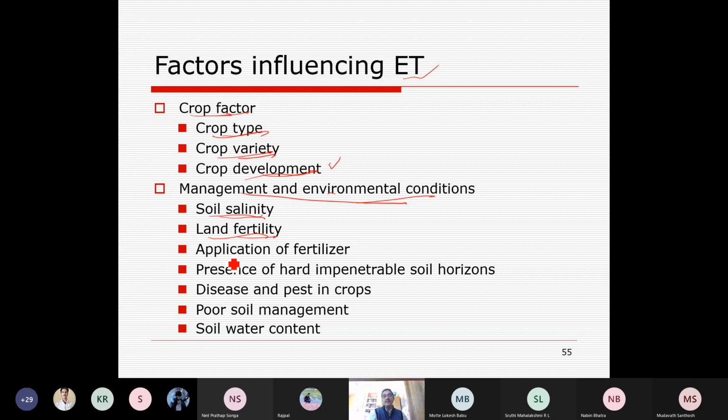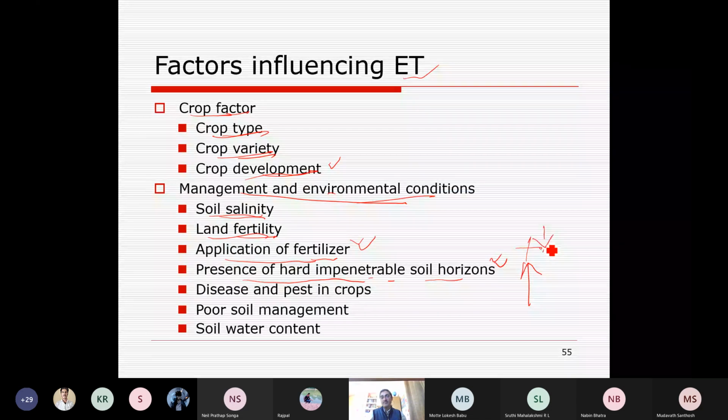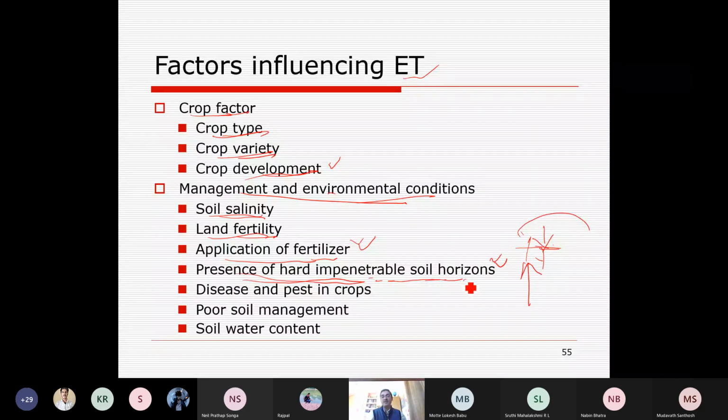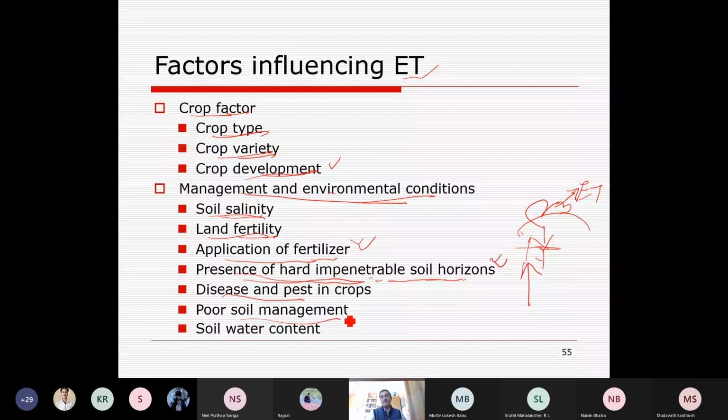the presence of a hard impermeable soil horizon below the root zone. It is not allowing groundwater to contribute, or it is not allowing water to go for deep percolation. It is creating a different kind of environment. Disease and pests affect the health of the plants, which affects the loss of water, that is ET. Poor soil management means no drainage condition, or most of the time a flooding situation there.